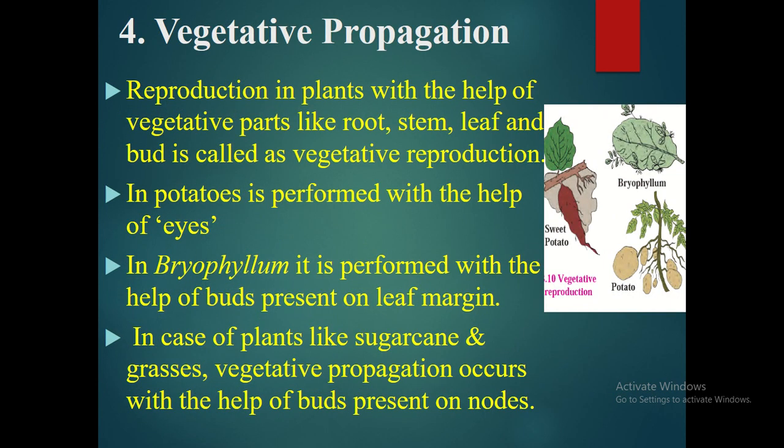Fourth, vegetative propagation. Vegetative propagation means production of plants by using other parts like root, stem, leaves or buds instead of using seed. In potatoes it is performed with the help of eyes. In Bryophyllum it is performed with the help of buds, and in case of sugarcane and grasses it is done with the help of stem.